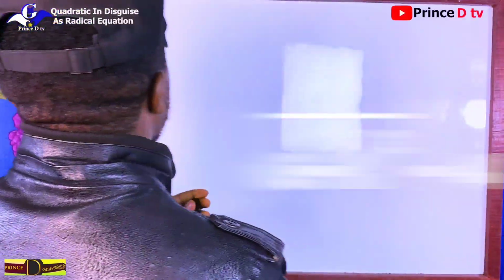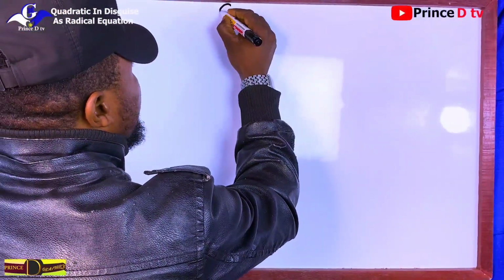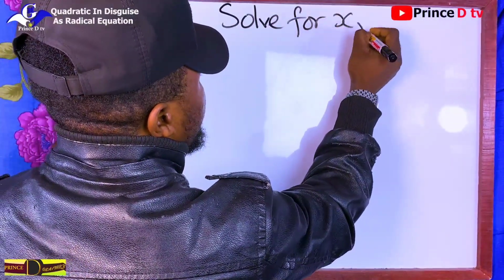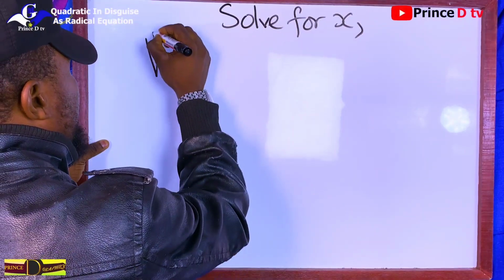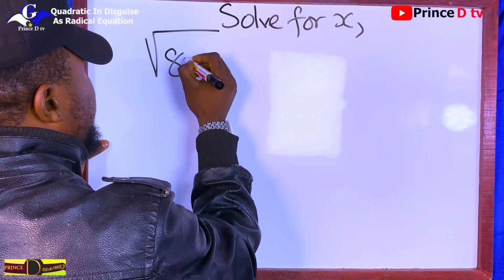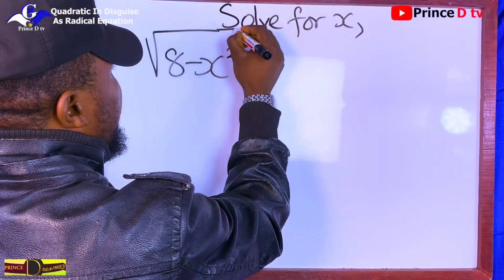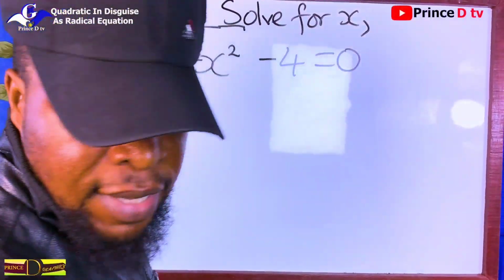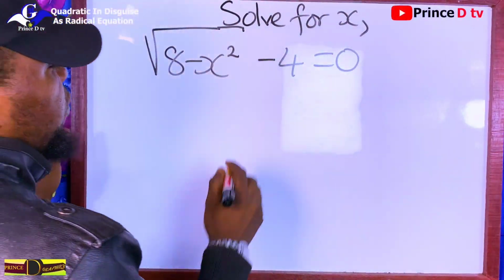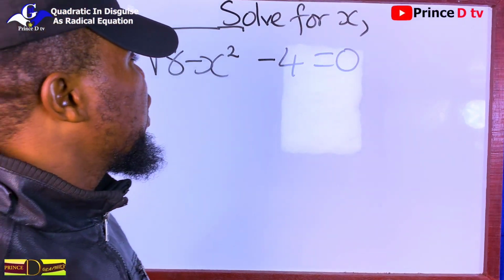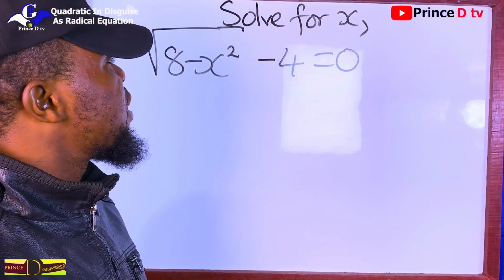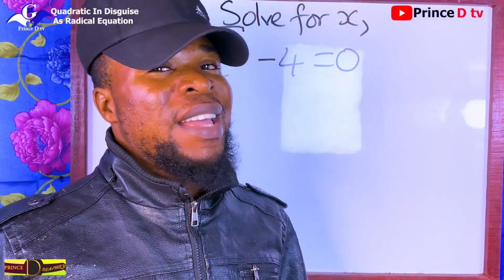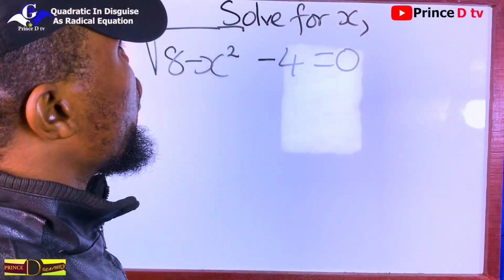Alright, so here we have: solve for x. So this is our quadratic equation in disguise. I have the square root of 8 minus x squared, minus 4, equal to 0. So we have it here with us. Now, like I mentioned earlier, you see this is a quadratic equation in disguise, but more specifically a radical equation. So what's the first step?